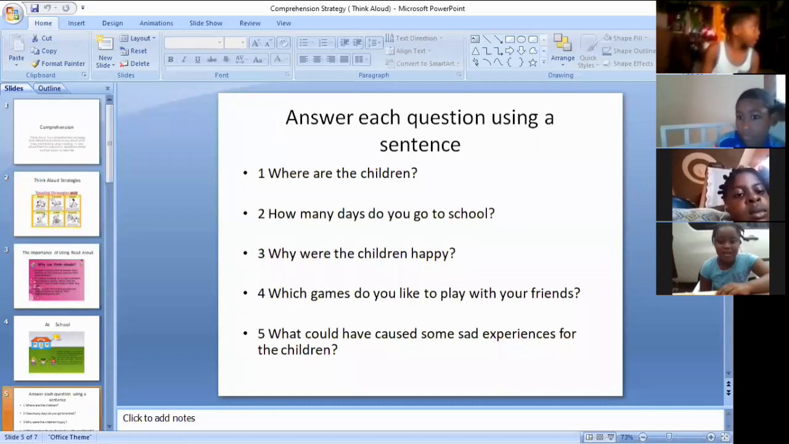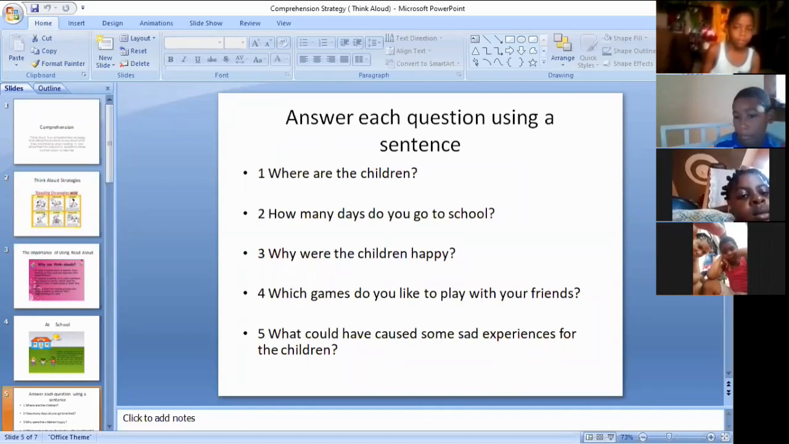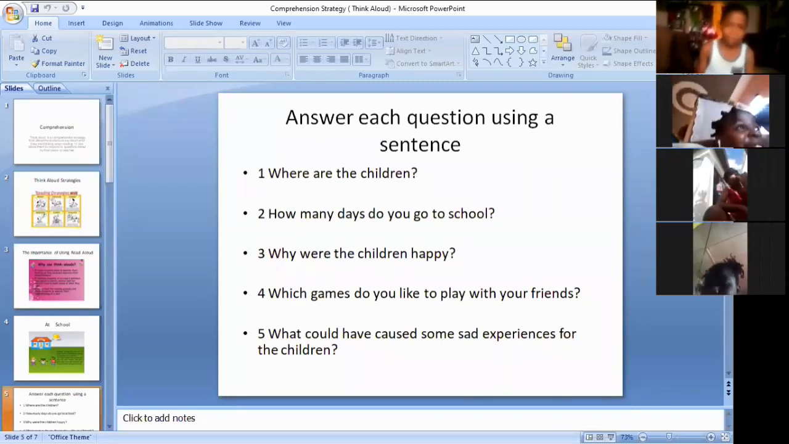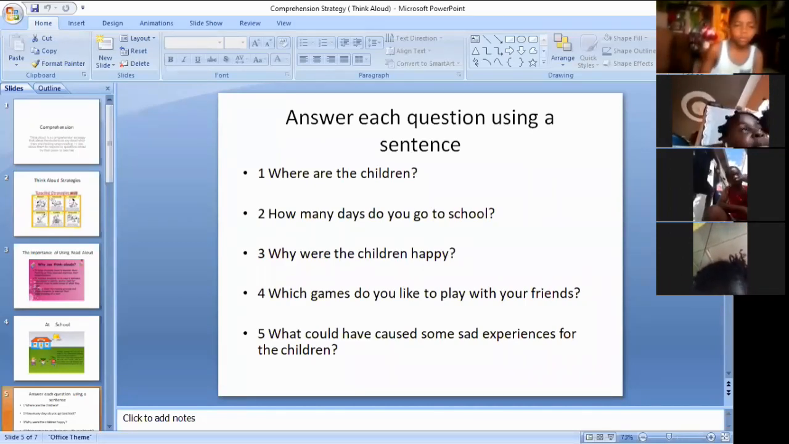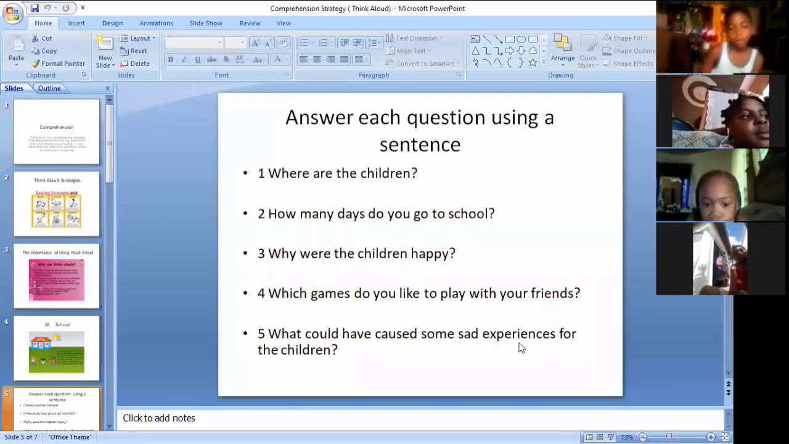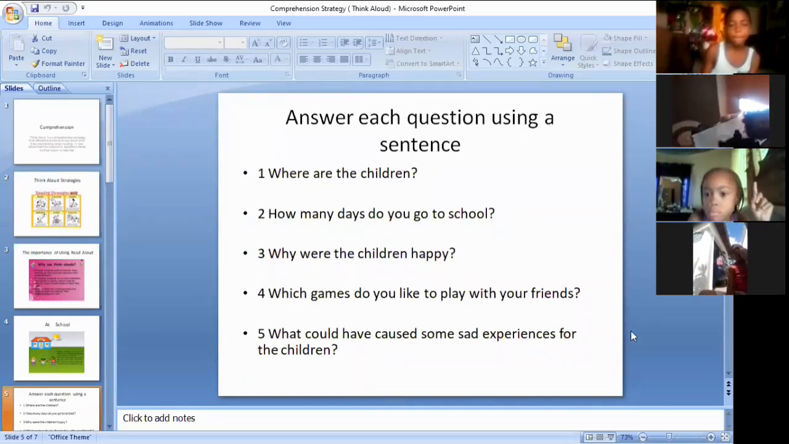All right. Jahil, which games do you like to play with your friends? Football. All right. So there are many different games we like to play with our friends that make us happy while we are playing with them. And we said what could have caused some sad experiences for the children. We have discussed them when we were reading the story. What could have caused some sad experiences?